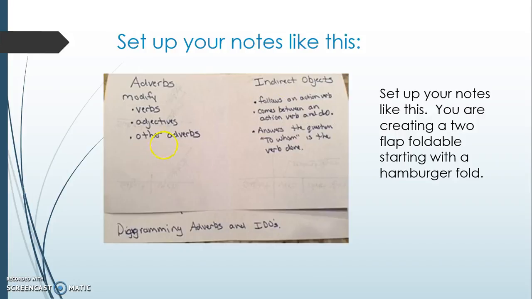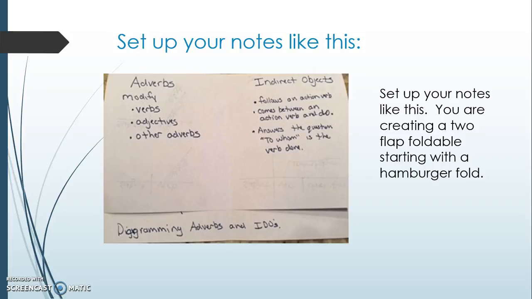So you're going to set up your notes like this. You're going to need a sheet of paper. You're going to make a 2-flap foldable hamburger style. So hold it landscape, fold it down, write diagramming adverbs and IDOs across the bottom. On the left flap, write adverbs. Then you do need to write that they modify verbs, adjectives, and other adverbs. On the right flap, you're going to write indirect object.